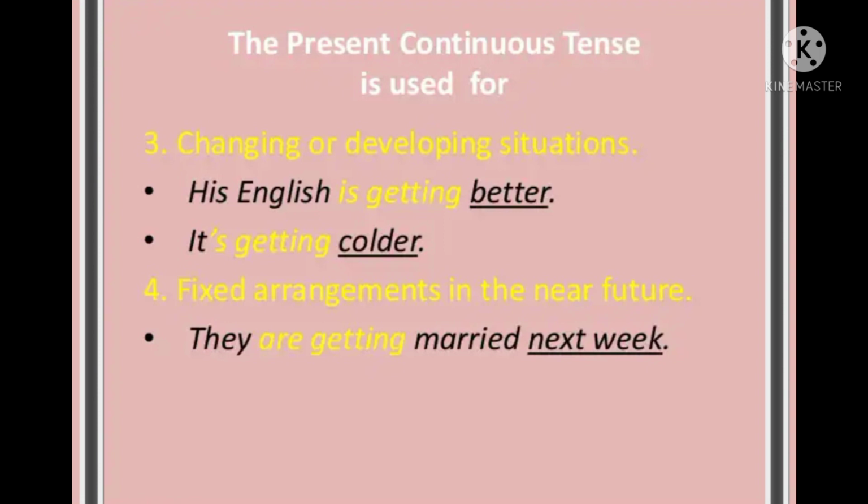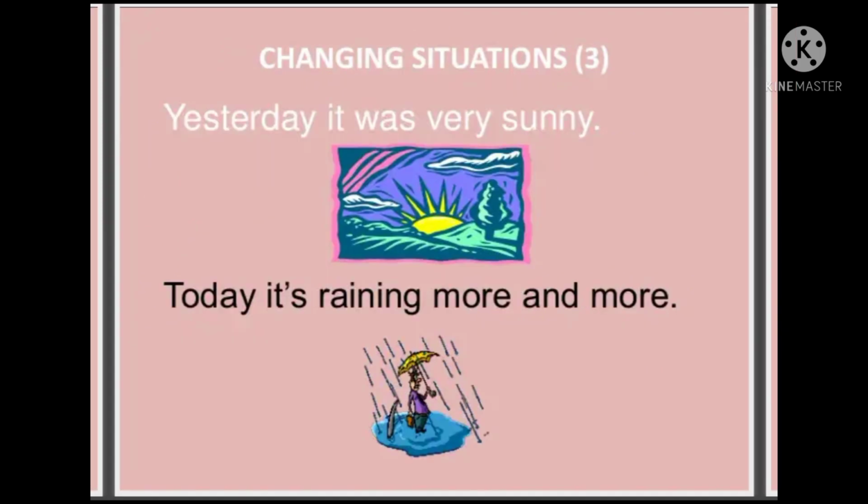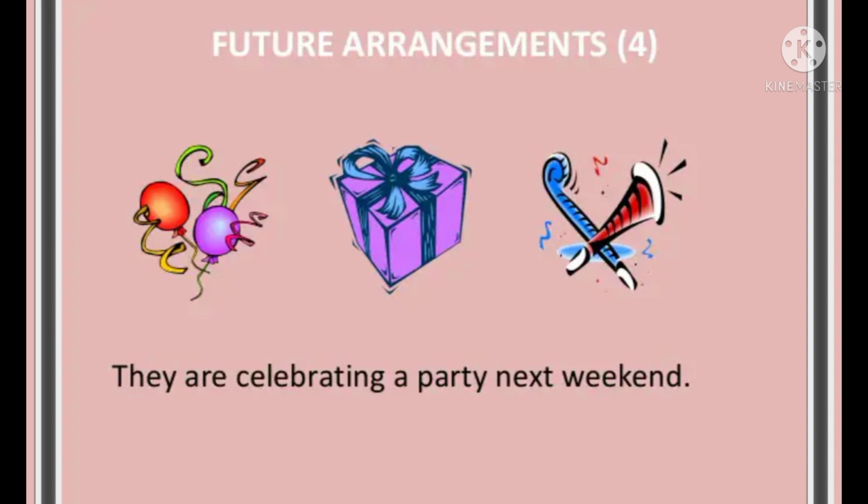Also for fixed arrangements in the near future. They are getting married next week. For the third rule, that is for temporary situations: yesterday it was very sunny. Today it's raining more and more. It's a temporary situation. Maybe tomorrow it may not be like that. Regarding the fourth rule, that is if an event is fixed: they are celebrating a party next weekend. It's already scheduled or arranged, fixed.